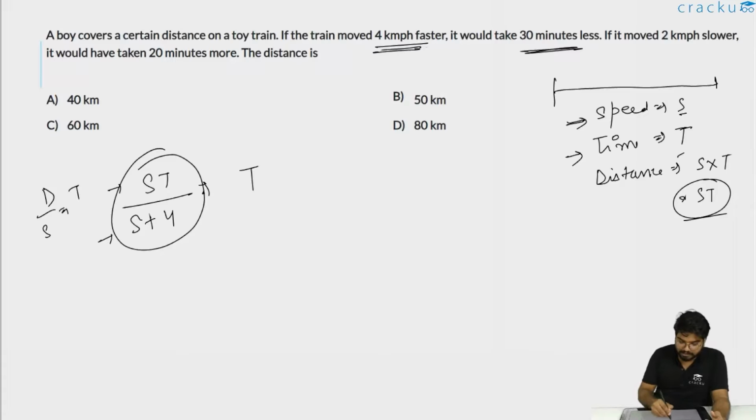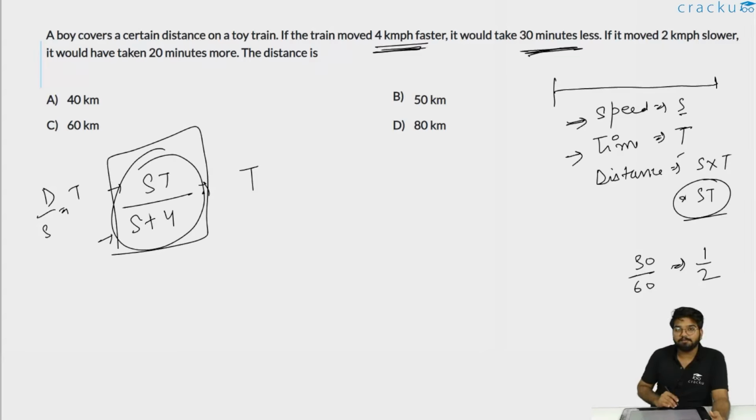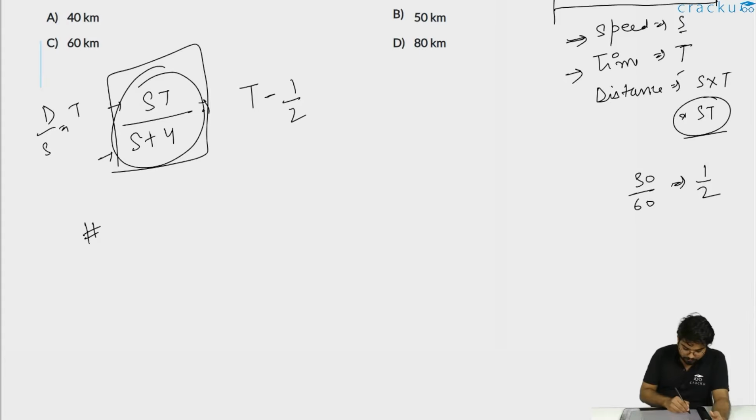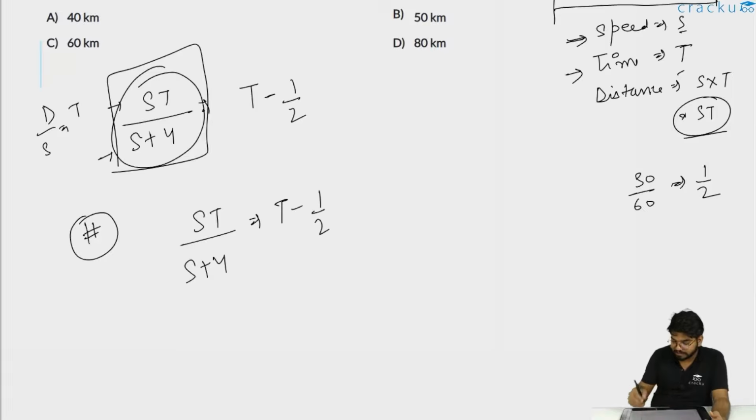Now we are comparing the speed in 4 km per hour, so we cannot take the time in minutes. We have to convert this into hours. 30 minutes divided by 60 minutes, because we are converting this into hours, will be half an hour. According to this speed, the new time will be half an hour less than the original time, which is t minus 1 by 2. This is the first equation we have got, that is distance divided by new speed will take half an hour less than the original time taken.